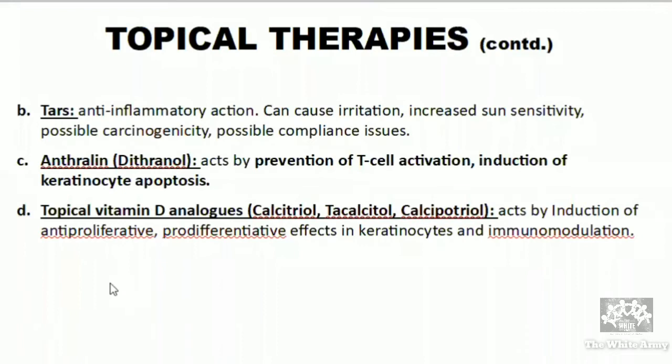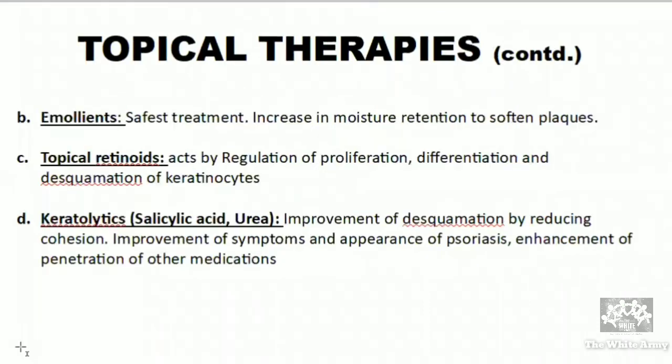Other than that, previously the tars and dithranol, anthralin, have been used, but now they are rarely used because of their irritation and other side effects. Topical vitamin D analogs are in use right now: calcitriol, tacalcitol, and calcipotriol. They act by induction of, they cause differentiation of the keratinocytes. As I said, there is no proper time for differentiation of the keratinocytes from the basal to the top layer. So they stimulate the differentiation and maturation of the keratinocytes. Also, they have immunomodulatory effects.